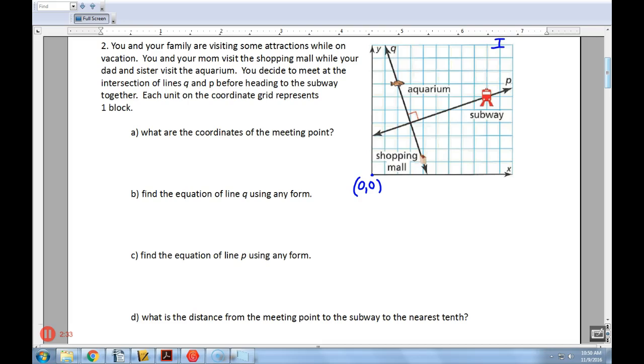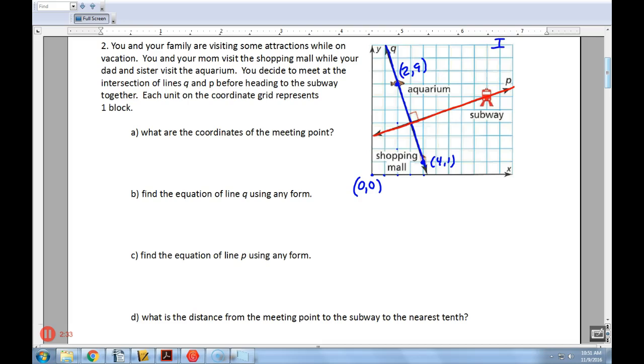So you and your mom visit the shopping mall, which is right here, which would be at 1, 2, 3, 4, 1. That's the shopping mall. And your dad and sister go to the aquarium. So the aquarium is 1, 2, 4, 6, 8, 9. So that's 2, 9 right there. You decide to meet at the intersection of line Q and line P. So we have line Q right here and line P right here, and you decide you're going to meet at that intersection before heading to the subway.